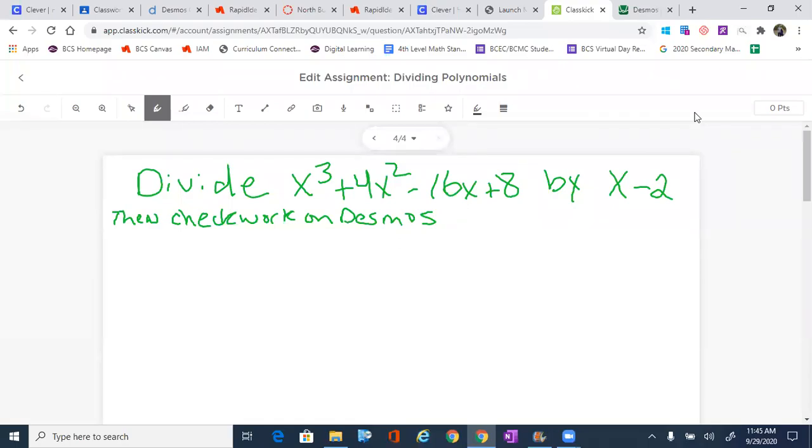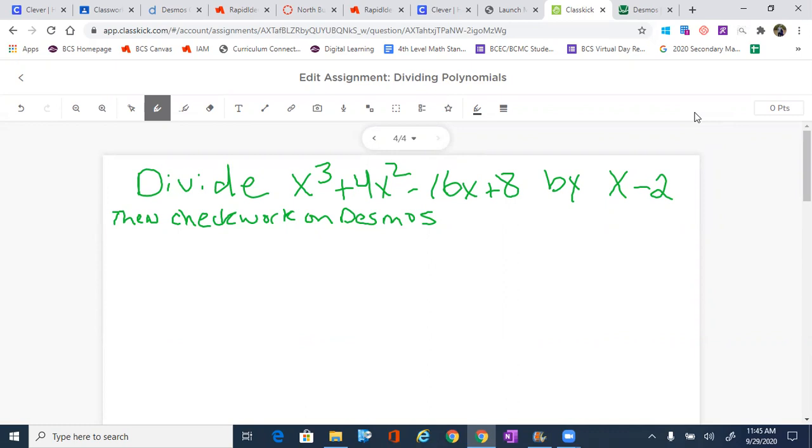Division of polynomials, one of the more exciting things you're going to do in mathematics. When we do this, we're going to be setting up a table, and it's going to make life a lot easier. Then we're going to check out all of our work over here on Desmos. So let's start this. It says divide x cubed plus 4x squared minus 16x plus 8 by x minus 2.